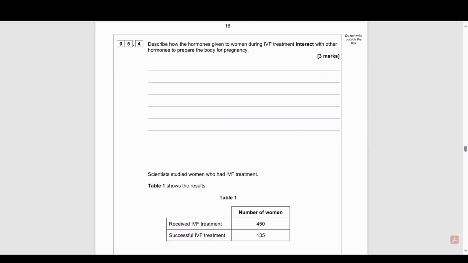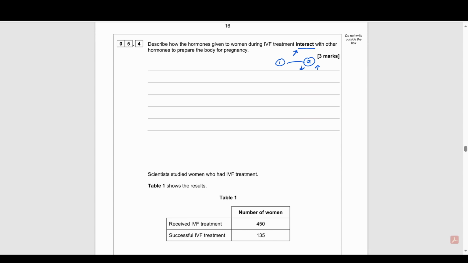4. Describe how the hormones given to women during IVF treatment interact with other hormones to prepare the body for pregnancy. Right. So interact, what does this mean? This means that one hormone, so let's use an example, hormone 1, can actually signal to cause hormone 2 to either decrease or increase in its amount. And that's what's really involved in the menstrual cycle.